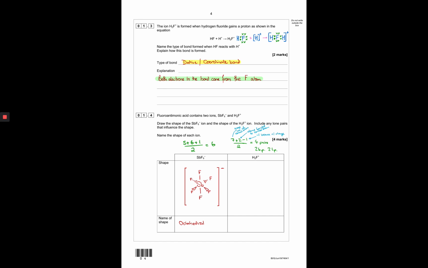With the H2F+, we said 2 bonding pairs, 2 lone pairs, and if you think about molecules that you might remember, water has 2 bonding pairs, 2 lone pairs. So that's how we would draw the shape. We've got to make sure we show the lone pairs. They've got to be present. Again, we should be having our square brackets and positive charge, and that will have a bent shape, or we describe that as having a bent shape. Okay.